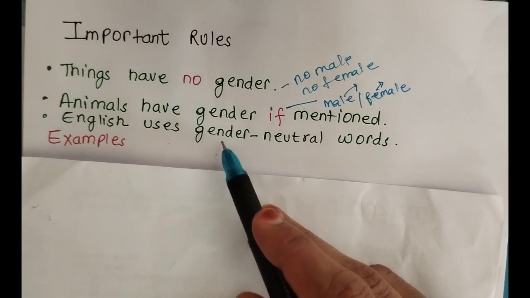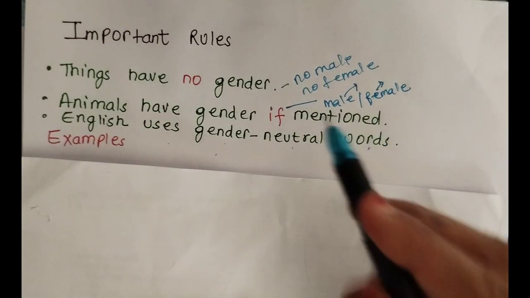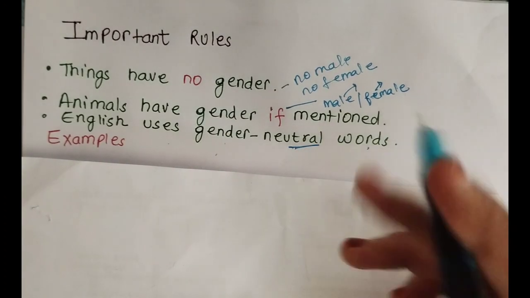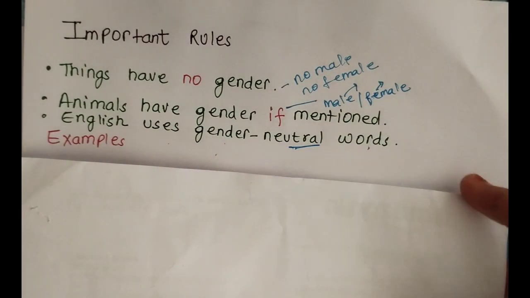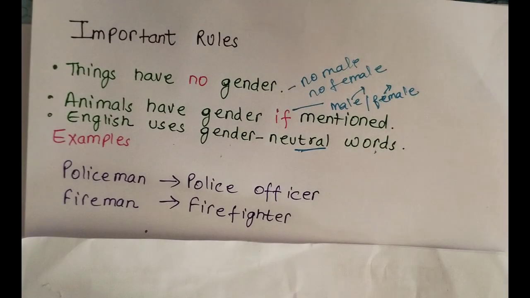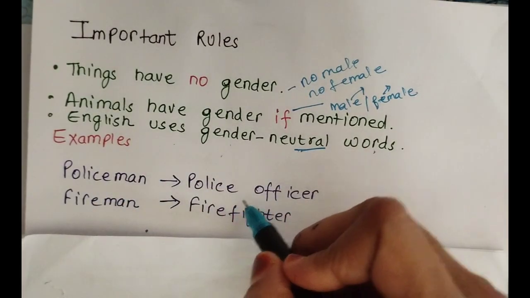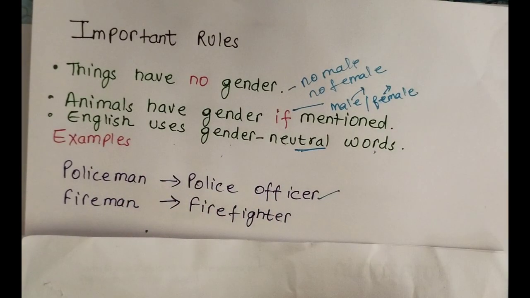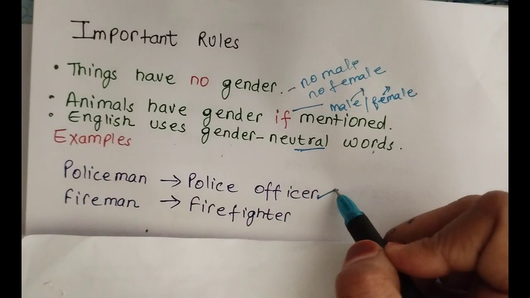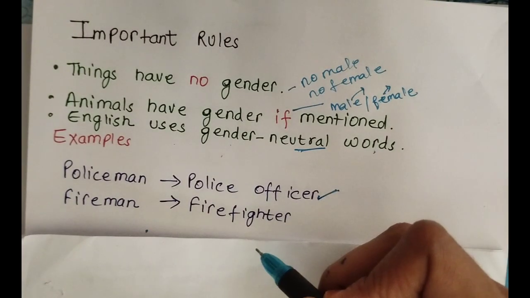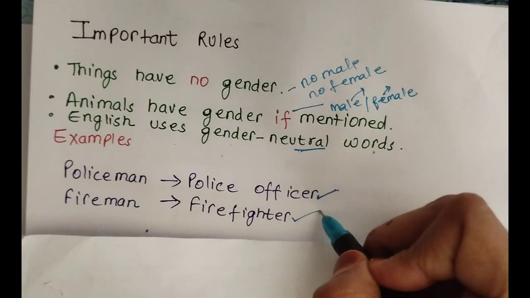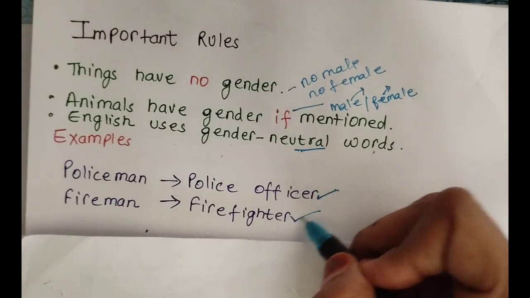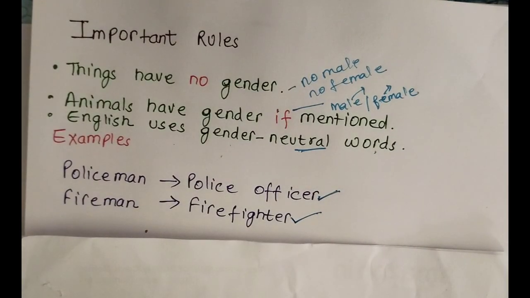English uses gender neutral words. For example, not policeman, it's police officer. What do we have to say? It's police officer. Not fireman, it's firefighter. Okay, these are the gender neutral words.